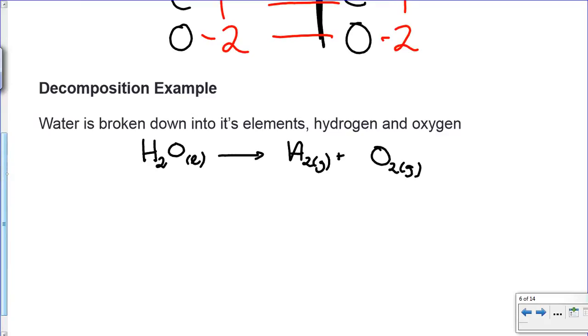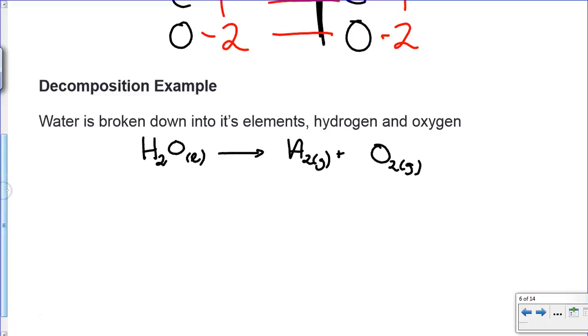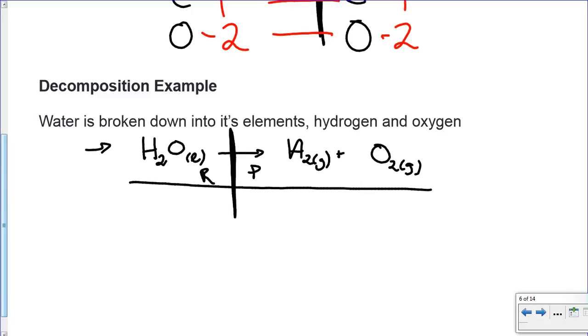Now we're going to take a look at a decomposition example. Water broken down into its elements of hydrogen and oxygen. As I can see, I've already got a kind of a weird looking H there. But we have our overall equation written right here. We're going to break it up just like we saw Mr. McLeod do. We have our reactants and our products. We're going to draw our table and get ready to go.